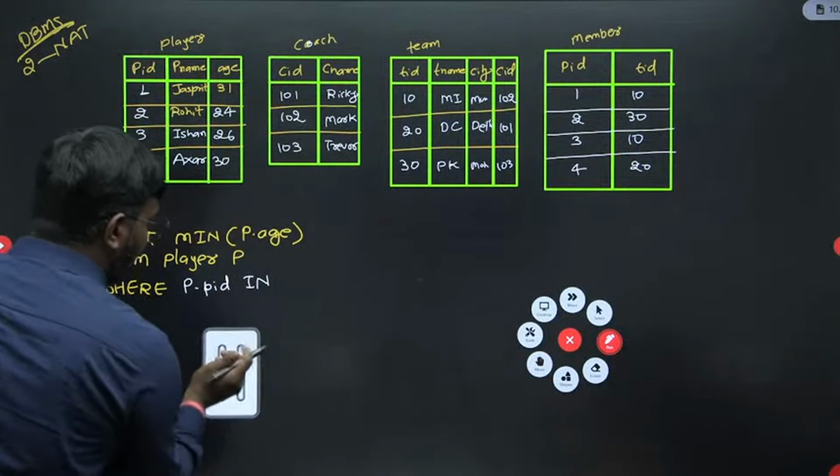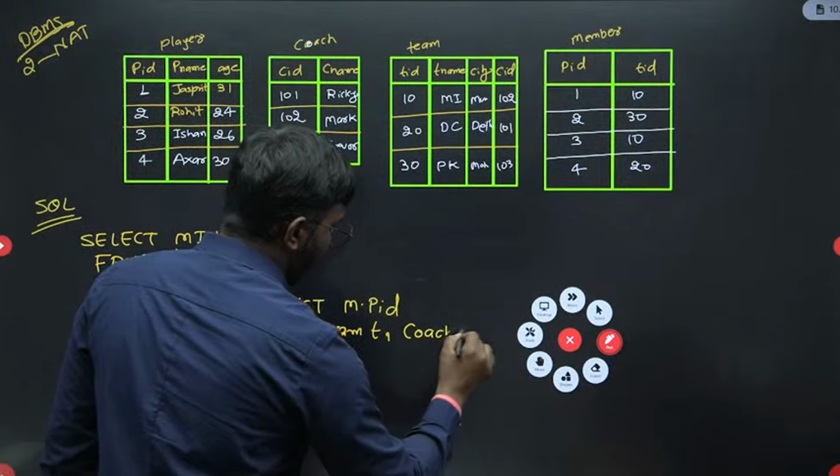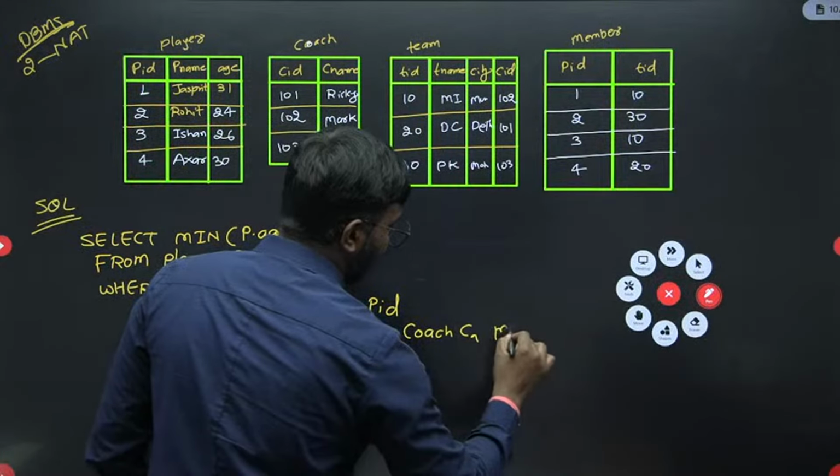The query part here: we are given select m dot pid from team T, coach C and member M.